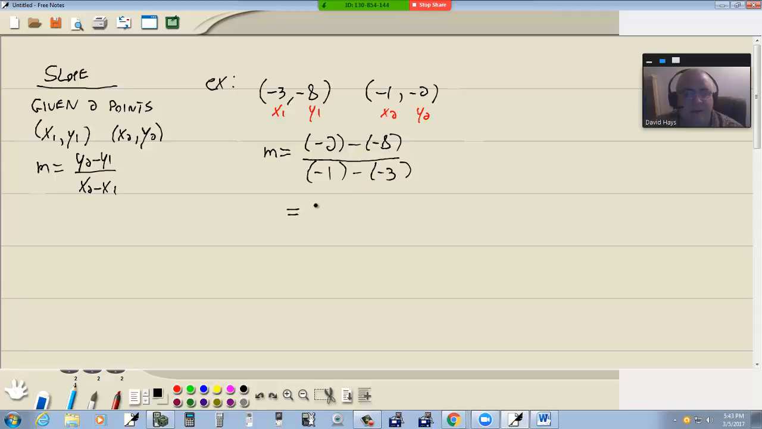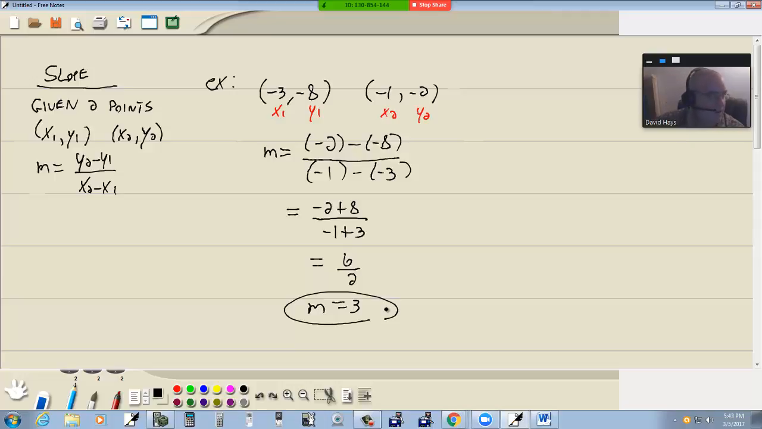Now negative negative becomes positive, so we got negative 2 plus 8 over negative 1, negative negative becomes positive. Negative 2 plus 8 is 6, negative 1 plus 3 is 2, which gives us m is equal to 3. And that'd be our answer. Let me erase that.